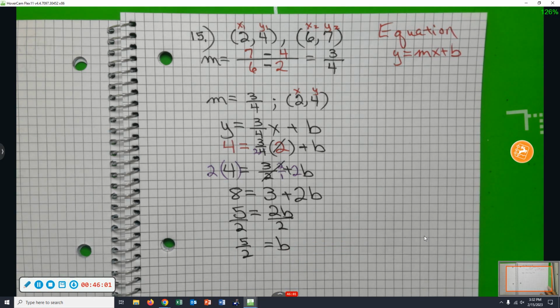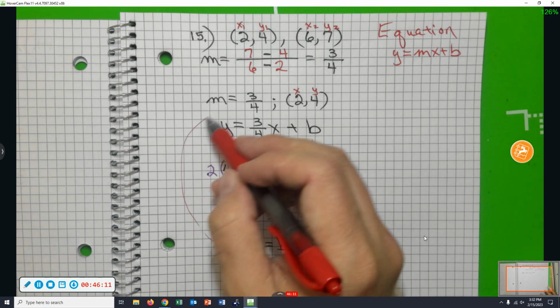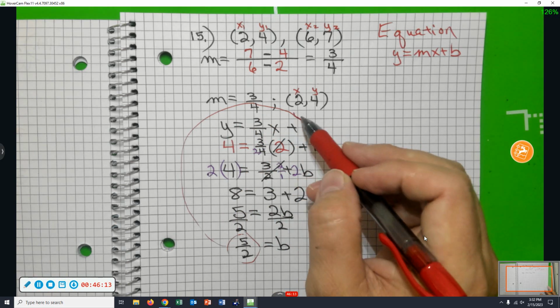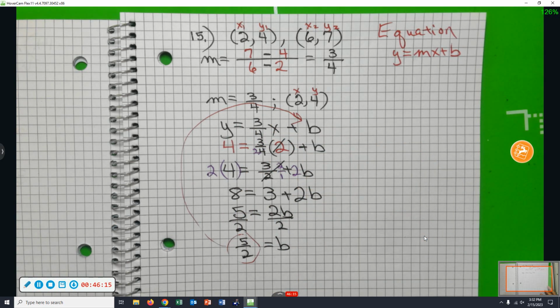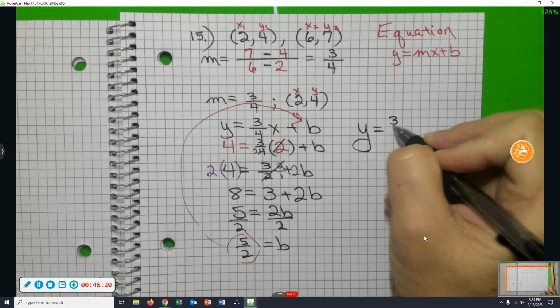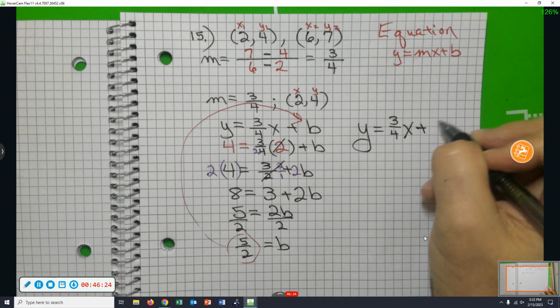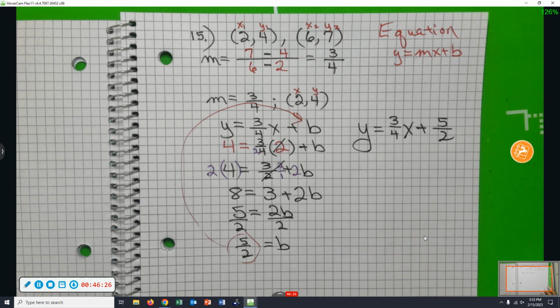So do I type 5 over 2 in? Is that the answer? Does he type in 5 over 2? Okay, you take that 5 over 2 and you put that in place of the plus b. So here's my final answer: y equals 3/4 x, and that's a positive 5 over 2.